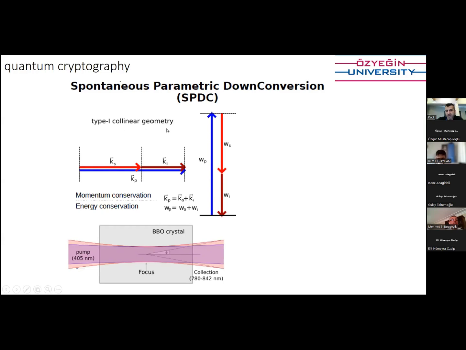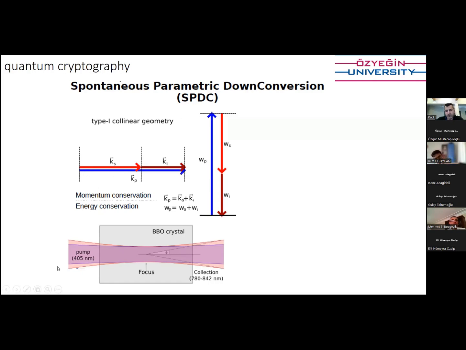So basically, I will be talking about the type 1 collinear geometry here, because that's what I use in the experimental setups. In this process, the energy has to be conserved, like in any other process. There are 4 conservation laws. 2 of them are here, momentum and energy conservation. They determine lots of important parameters here.